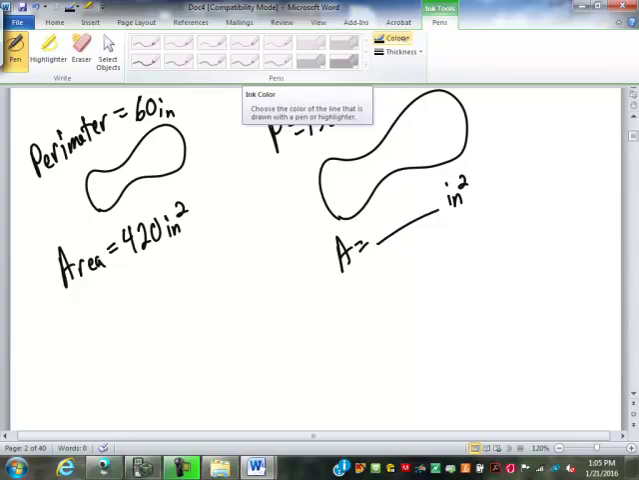Now, does this work? Is perimeter a length? Yeah, perimeter is a length. So the ratio of lengths is just going to be the ratio of the perimeters. So go ahead and try that in your notes quick. See what you come up with.